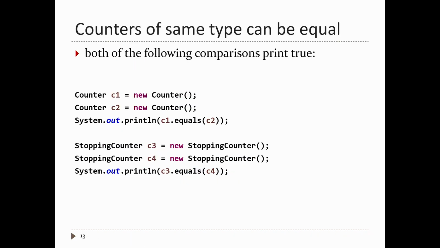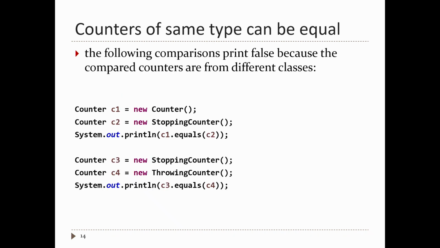So if you implement equals in that way, then I can make two counters, c1 and c2, both Counter objects. If I write c1.equals(c2), I'm going to get true, because they're both Counter objects and their values are both 0. Now, StoppingCounter inherits equals from Counter. So without overriding equals in StoppingCounter, I can make two StoppingCounter objects and write equals. This will also print true, because they're both StoppingCounter objects and their values are both 0.